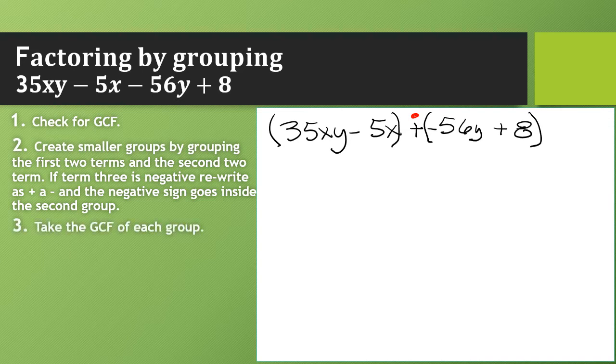All right, so step 3 says, let's take out my GCFs. If I look at my first group, 35xy and 5x, I see that they both have a 5 and an x in common, so I'm going to take out a 5x.